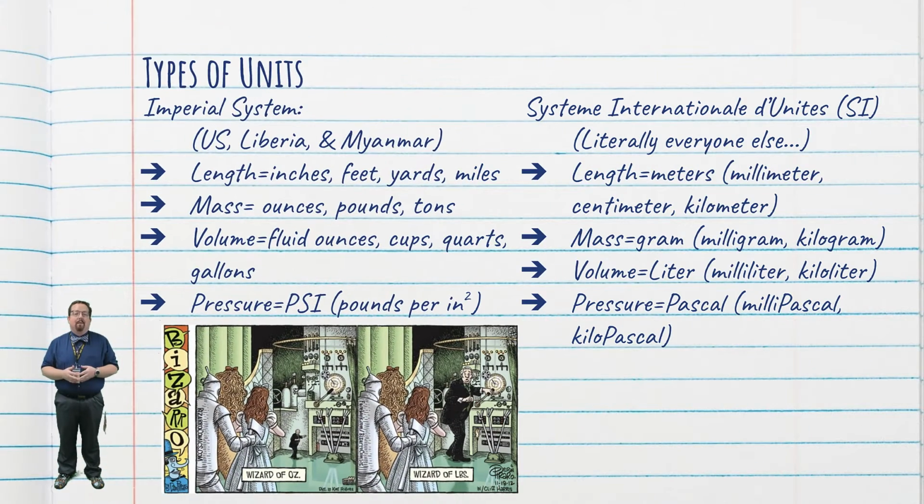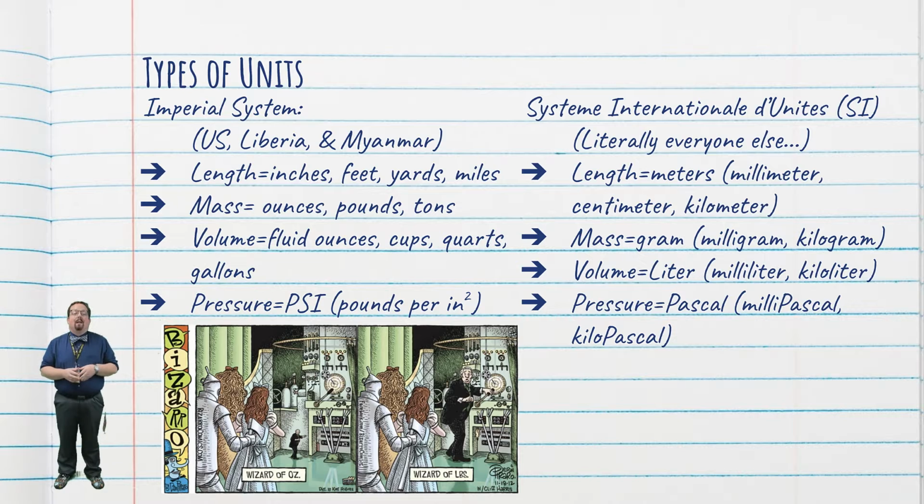There are two main types of units in the world: the ones you're familiar with, known as the imperial system, and the ones the rest of the world commonly uses, which you know as the metric system. For years, the United States, Liberia, and Myanmar have been the only 3 countries in the world who've chosen to use the imperial system over the metric system. As you know, in the imperial system, we measure length in inches, feet, yards, or miles, mass in ounces, pounds, or tons, and volume in fluid ounces, cups, quarts, or gallons. If you own a car, you might have even heard of our unit for pressure, pounds per square inch, or PSI.